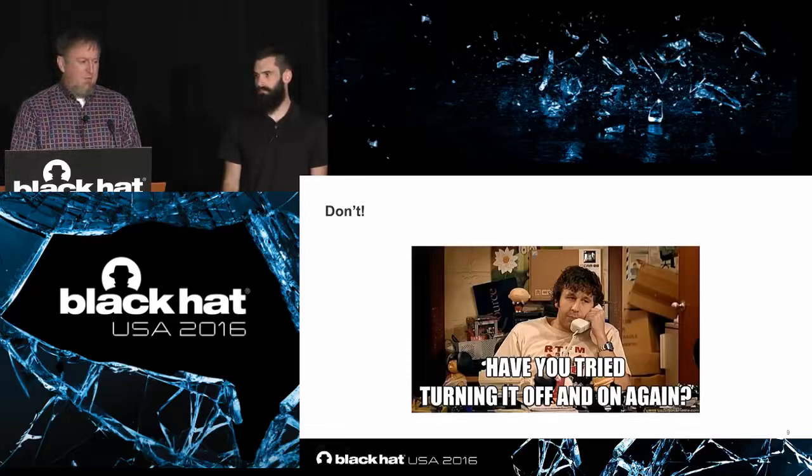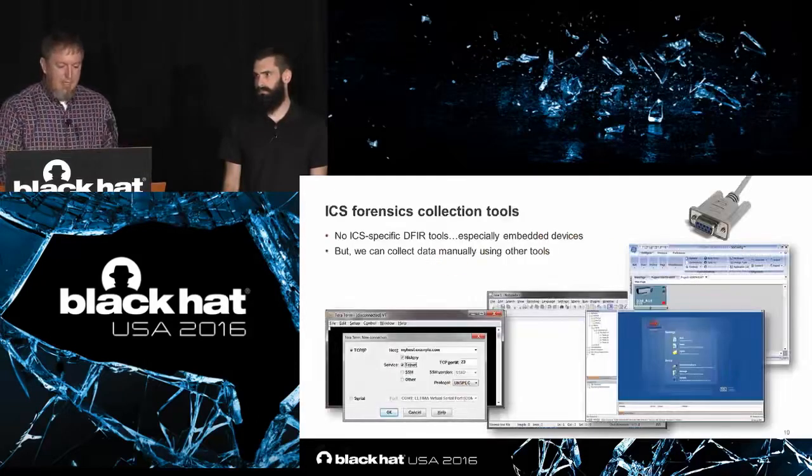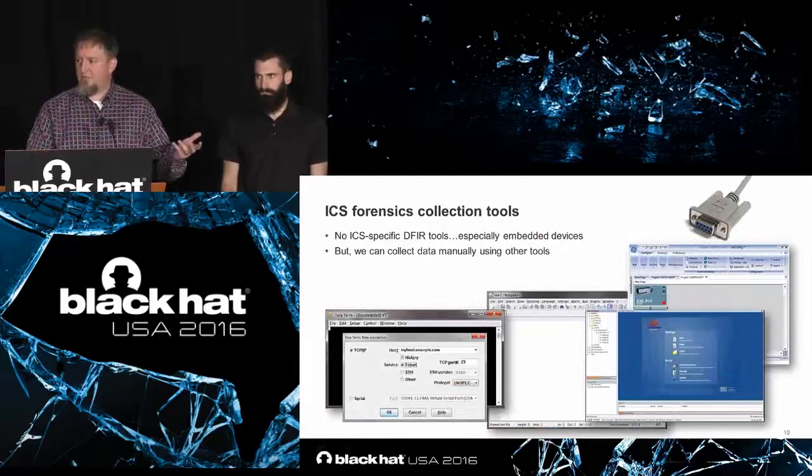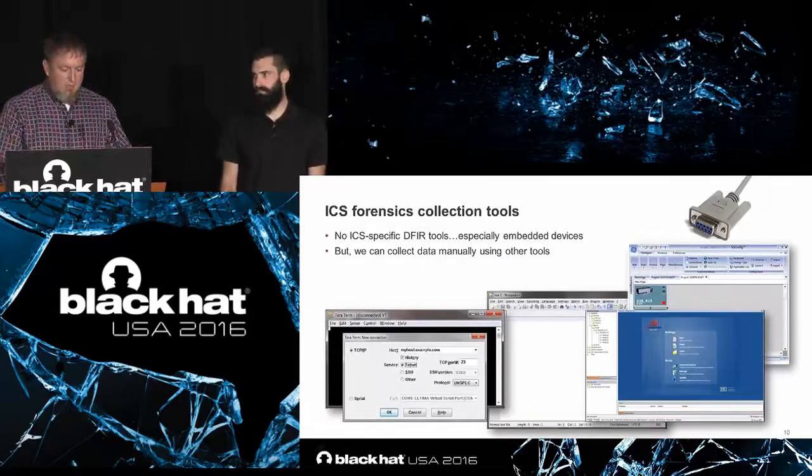And if you turn it off and on again, you might lose all that stuff that's in memory and all that good stuff that we want to keep and preserve. So how do we collect this data from control system devices if there are no DFIR tools like Volatility and Redline capability? Well, we have to use the tools that we normally use in the control system world.